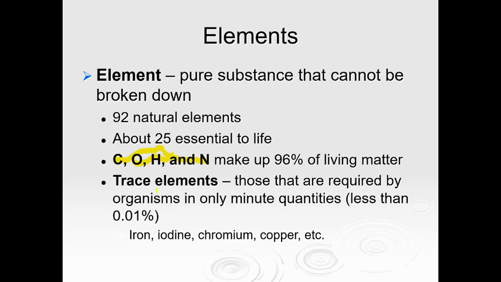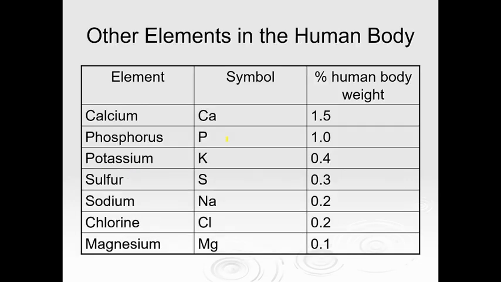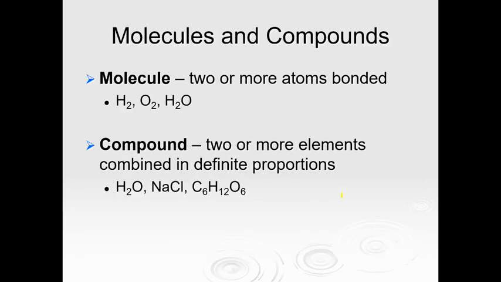Anything else is what we consider a trace element, and there are definitely other elements that we cannot live without. They may be electrolytes, or components in our metabolic activities, things like sodium, iron, calcium, copper. So there are a lot of different elements. You do not have to know these numbers. This is just an FYI, to show you some of the elements and their percentages in the human body. Just know that there are others that are required. But those 4, carbon, oxygen, hydrogen, and nitrogen, make up the bulk of your living cells.